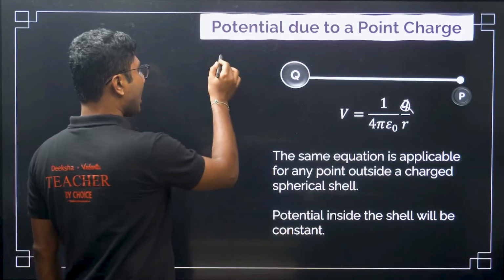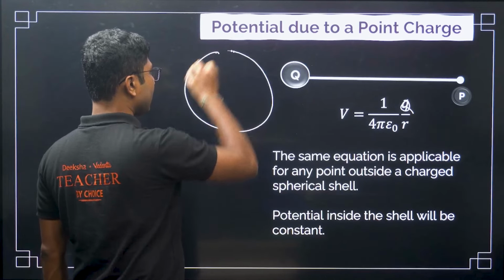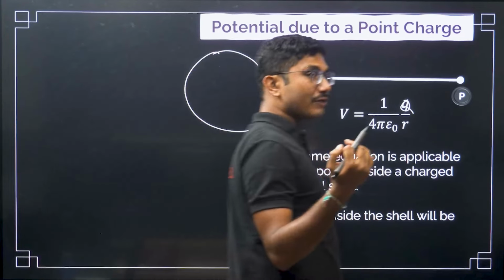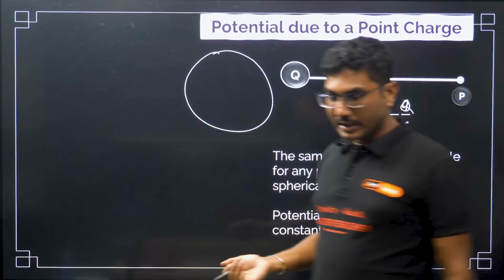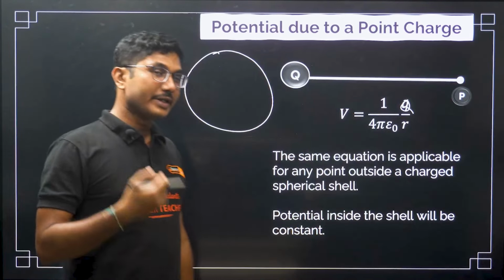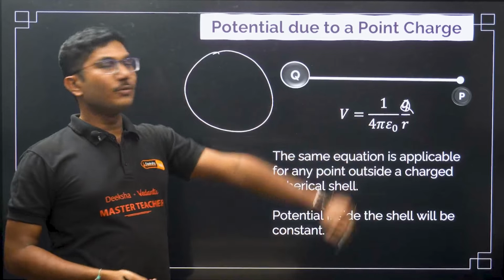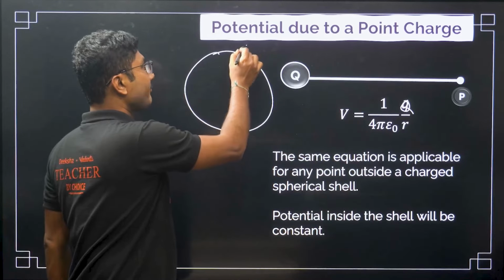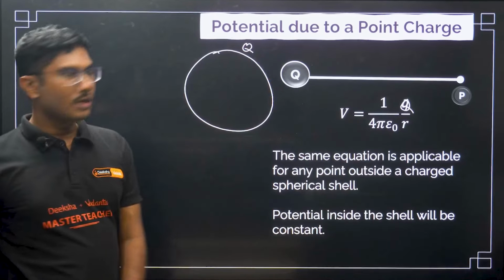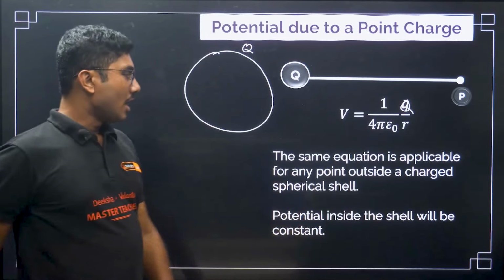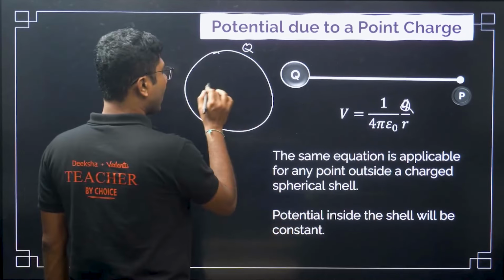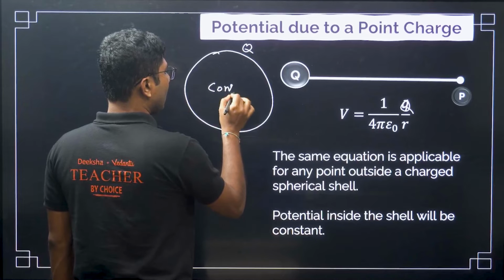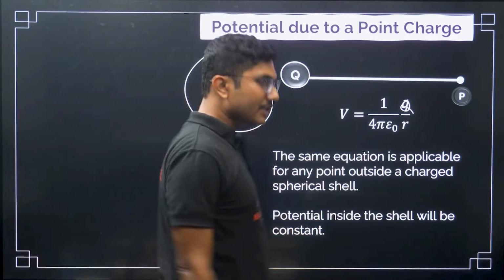So if you have a charged spherical shell, we have already calculated the electric field for any point outside the charged shell. Similarly, this formula is valid for a charged spherical shell having charge Q, for a point outside. Potential inside the shell will be constant. So there is only one difference: potential inside the shell is constant.